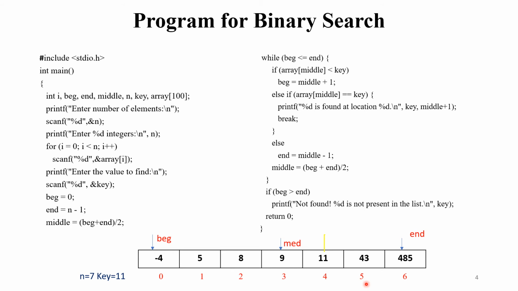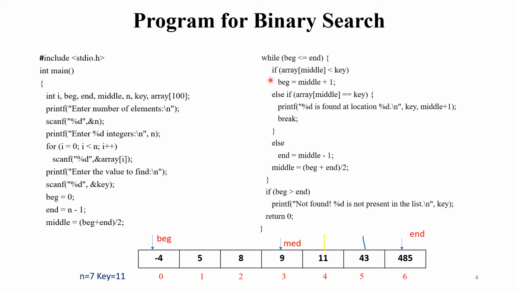Then our middle element is 43, which means we indicate the fifth location. So this is our middle index. Now our beginning is 4, middle is 5 and end is 6. Now we check this procedure from the while loop. While beginning, 4, is less than or equal to 6, this condition is true.